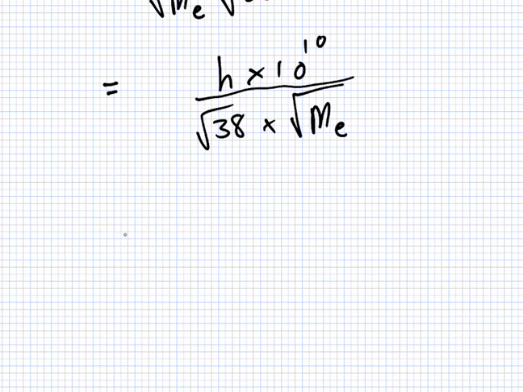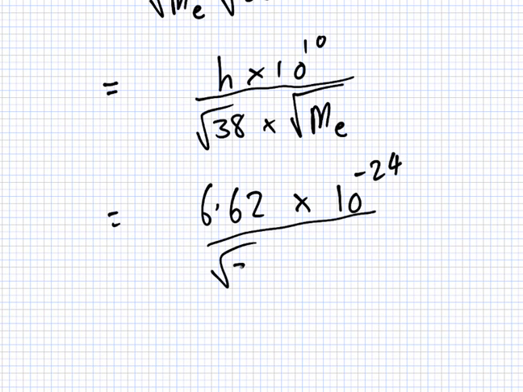What is the h? 6.6 times 10 to the minus 34. So this is minus 24 now. And what's the mass of an electron? 9.109 times 10 to the minus 31.